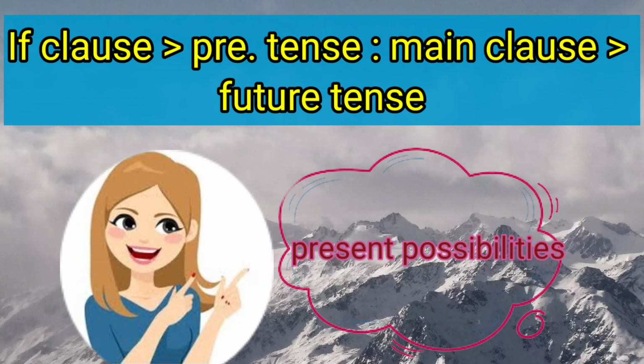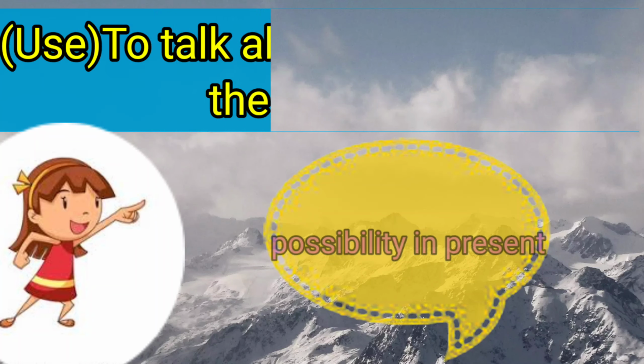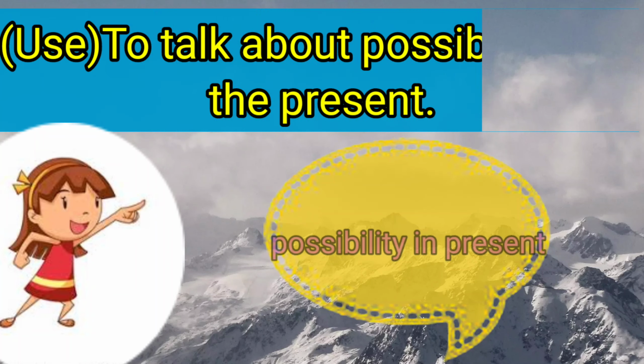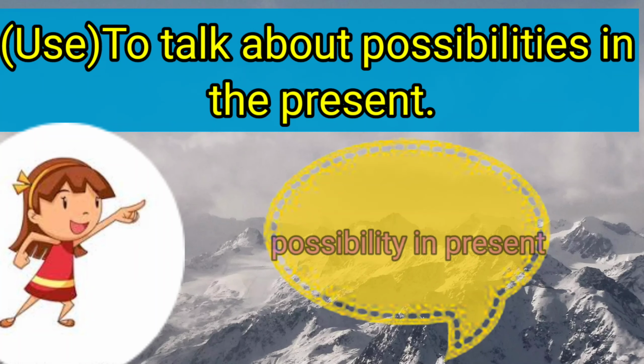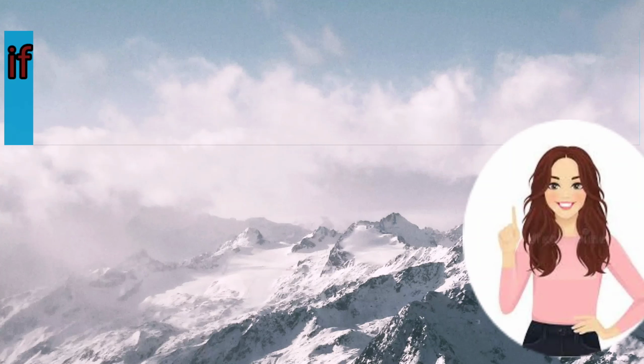And then how and where to use this condition. The use here is to talk about possibilities in the present. So if you have to talk about possibilities in the present, then you have to use the first type of conditional sentence. An example is, if you help me, I will help you. Here, if you help me is the if clause and I will help you is the main clause.